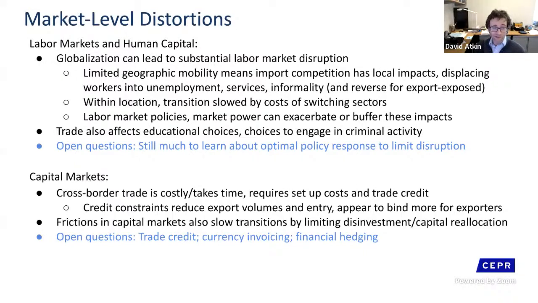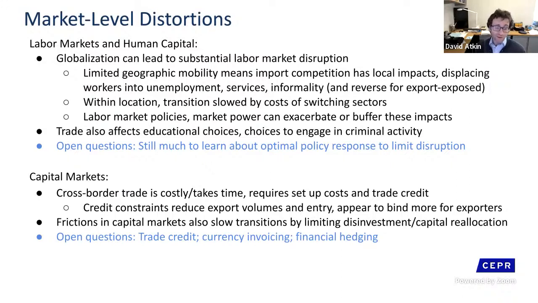Moving away slightly from labor markets directly, but to human capital, we have reasonably robust evidence that major trade reforms affect educational choices, either because workers see higher returns to acquiring education if the opportunities that arise are high-skilled ones, or as is often the case, if the opportunities are low-skilled, assembly, manufacturing, etc., then the opportunity cost of school rises and people leave school earlier. We know less about long-run implications of those choices. We've also seen substantial impacts on criminal activity associated with this labor market disruption that I mentioned above.